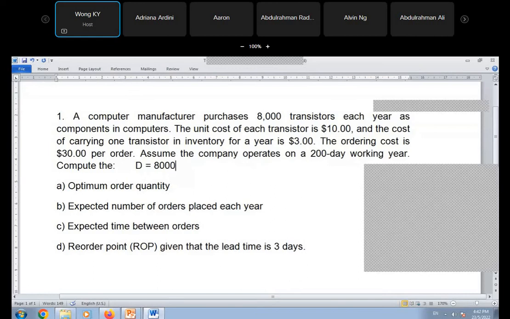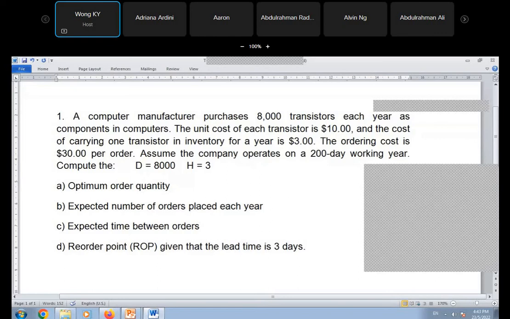The unit cost for each transistor is $10, and the cost of carrying one transistor in inventory for a year is $3. So $3 is what? Julian, are you here? Can you answer me? $3 is what? Okay, Julian is not here. Khairil Ikwan? Khairil Ikwan says $3 is H. So the holding cost, which is the carrying cost, per unit per year is 3, so H is 3.